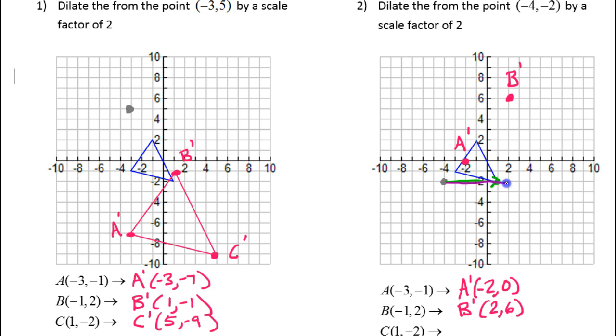Alright, so there's my 5, and there's another 5. Okay, so the point C prime should be right here. And this is the point 6 comma negative 2. So we'll just write down C prime is at 6 comma negative 2. Alright, so I'll just erase the guidelines and draw this triangle. So that's what the image of triangle ABC should look like.